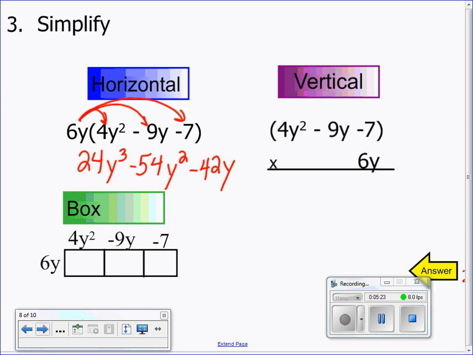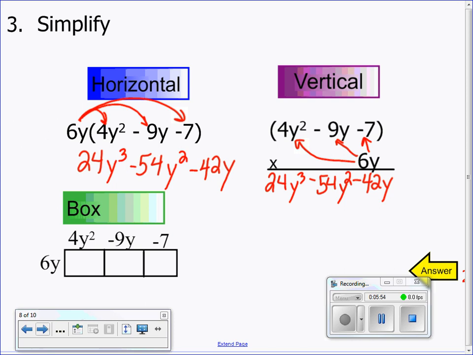If we were lining it up vertically, we would do the same thing. So make sure that it's aligned vertically, the larger factors on top. And then you multiply. So 6y times negative 7 is negative 42y. 6y times negative 9 is negative 54y squared. And 6y times 4y squared is 24y cubed. Box method is the same thing, it's just another way of organizing your work.